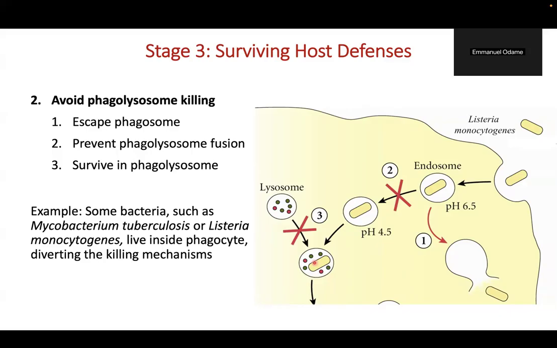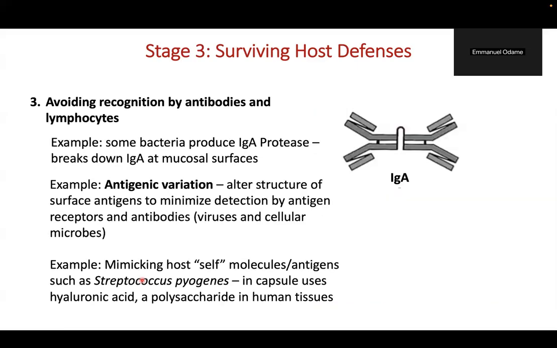Some of these microbes or bacteria include Mycobacterium tuberculosis, which causes tuberculosis, and then Listeria monocytogenes. And they live inside the phagocytosome and they just divert the killing mechanism. The third one is to avoid recognition by antibodies and then lymphocytes.